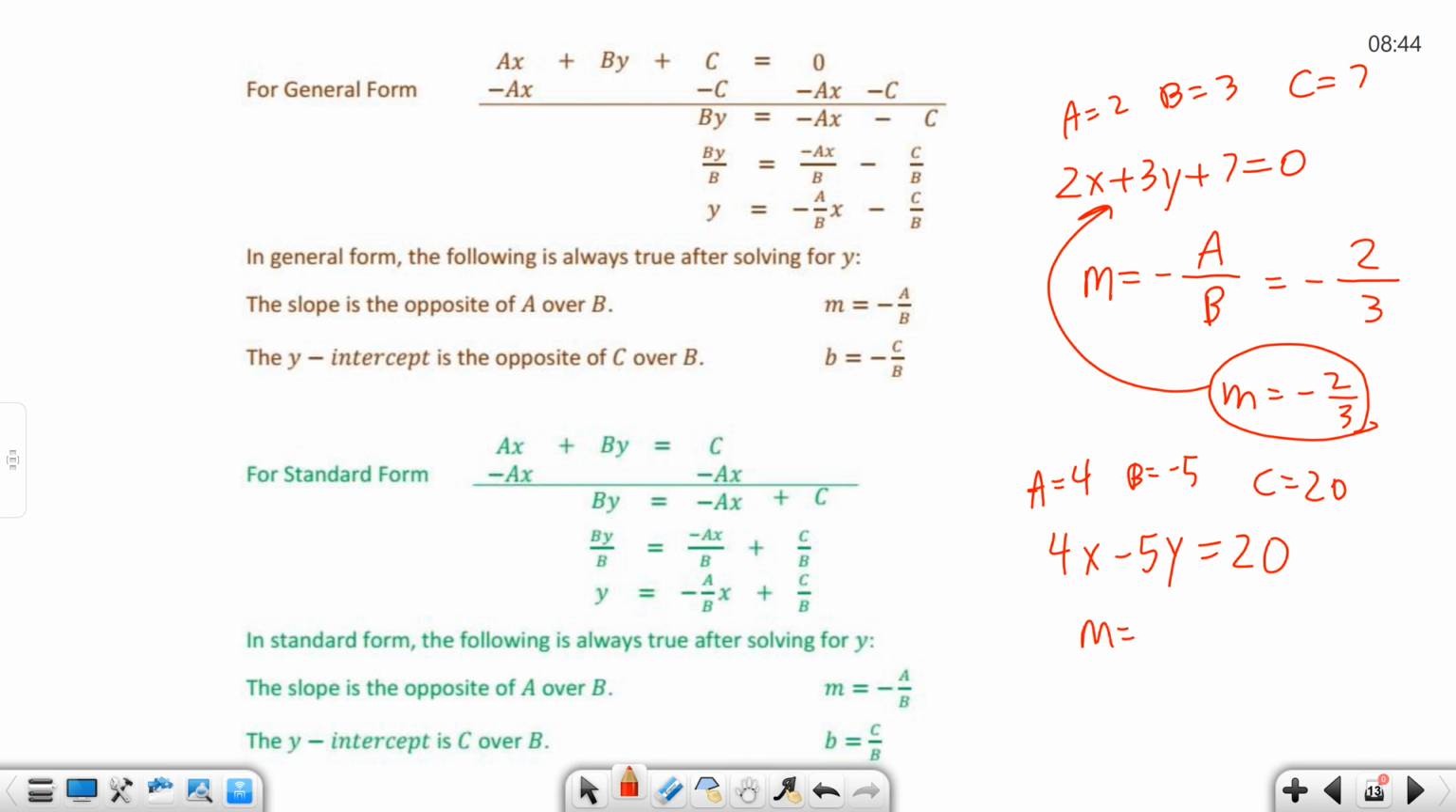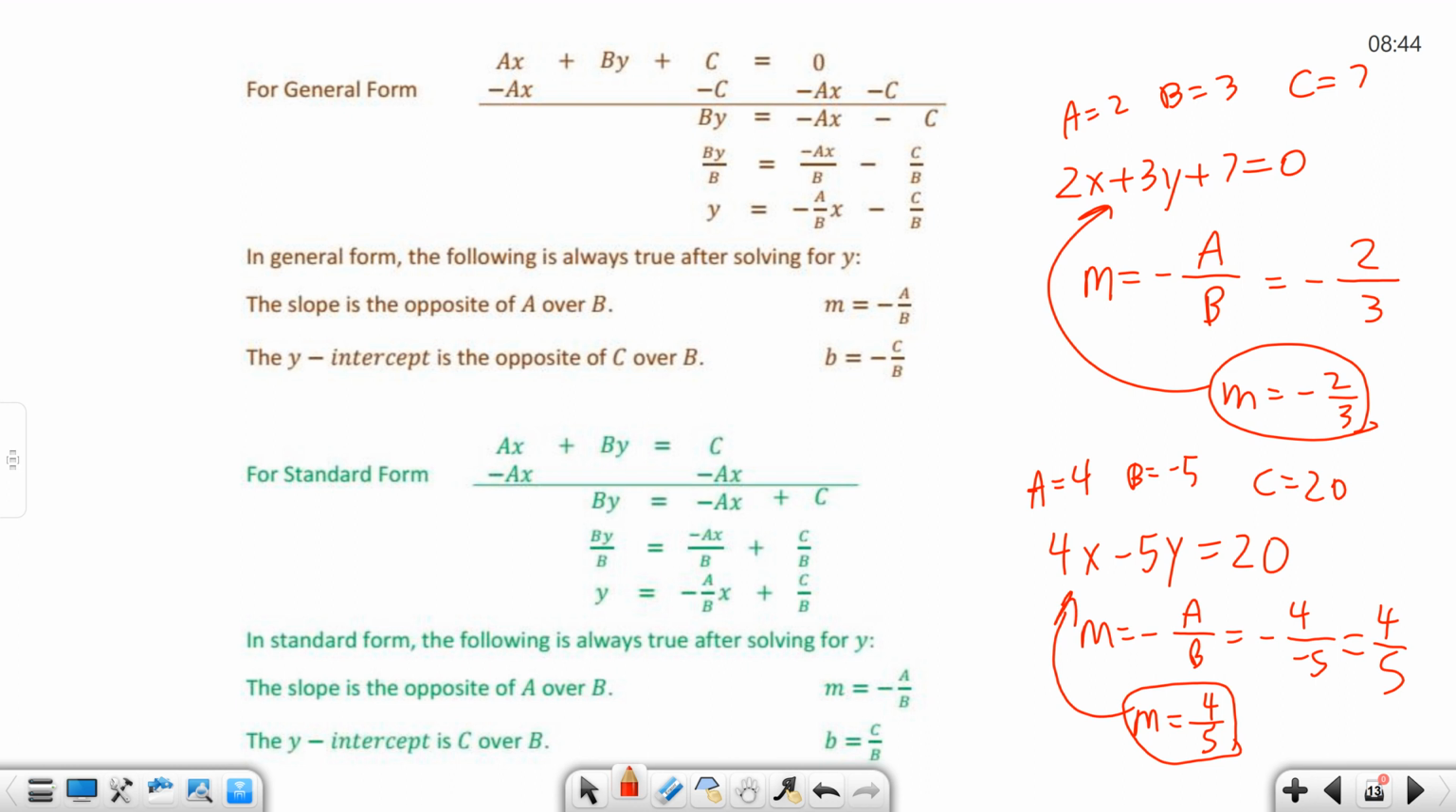So then the slope, again, is still the same thing, negative a over b. So it's going to be negative 4 over negative 5. Two negatives make a positive, so it's 4/5. So the slope, that's a terrible m. The slope is 4/5.